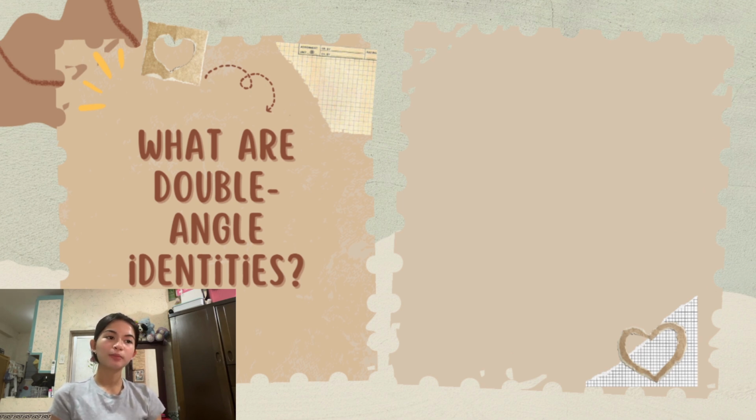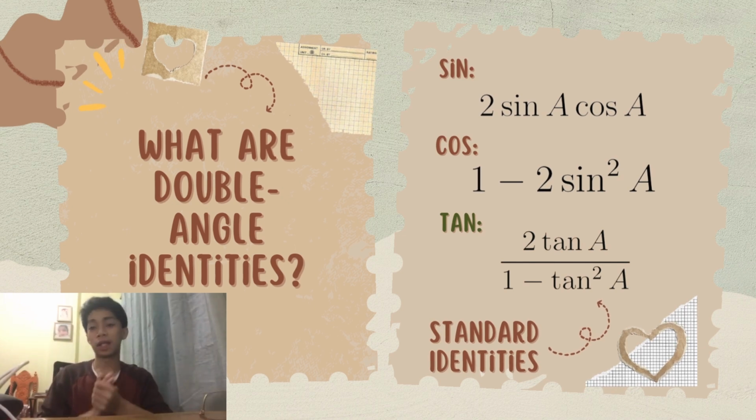When considering double angle tangent explicitly, we must know the basic form of the sine and cosine, because these are the building blocks when tackling tangent. The basic forms are as follows. Firstly, we have sine. The standard identity is 2 sine A cos A. Up next is cosine, with 1 minus 2 sine squared A.